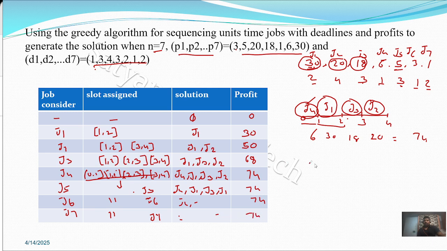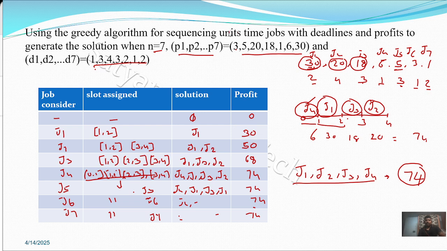So what is the maximization here? You can consider which jobs you can complete. J1 you can complete, J2 you can complete, J3 you can complete, J4 you can complete. So these are the jobs that are completed. Then you can get the maximum profit. Maximum profit is 74. These jobs are completed within their deadlines.